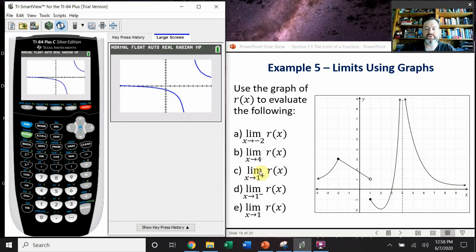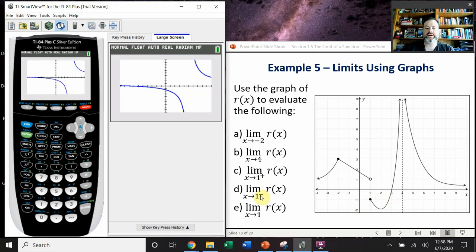And let's look at these two individual limits. So here we just have a limit as x approaches 1 from the right. So here's 1. Coming in from the right, the function is getting closer and closer to -1. So the answer to that question is -1, because the y-coordinate it's getting closer to as we come in the x direction is -1.